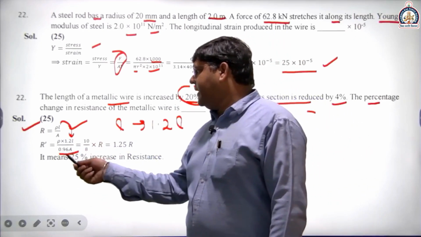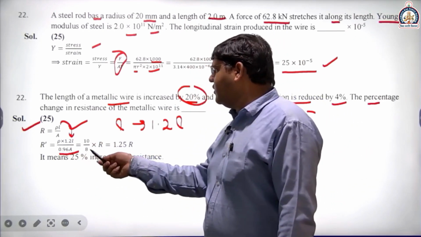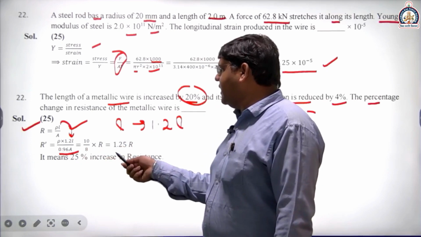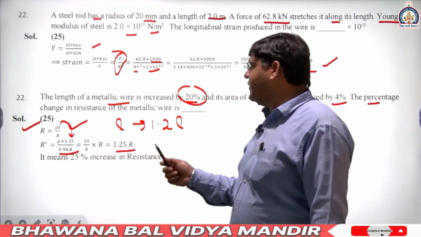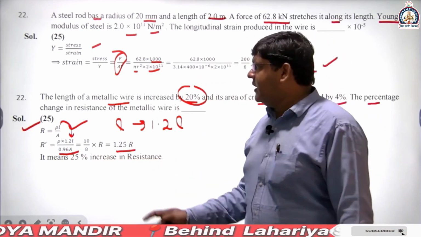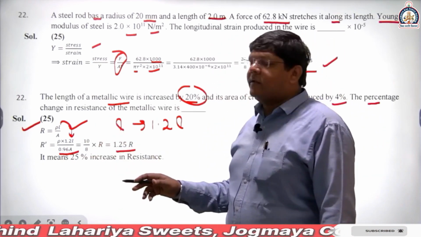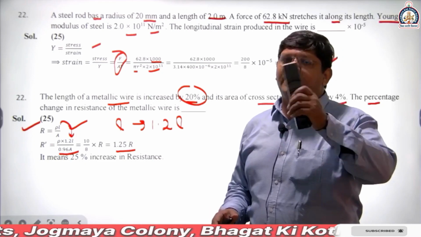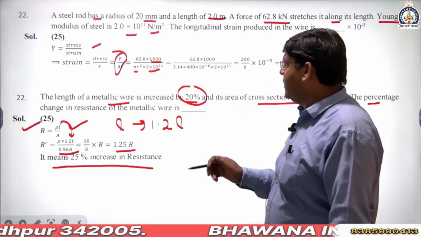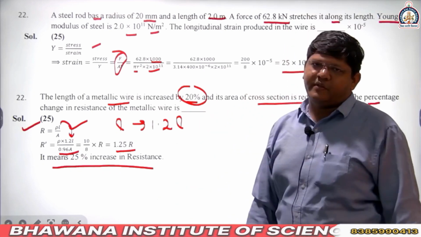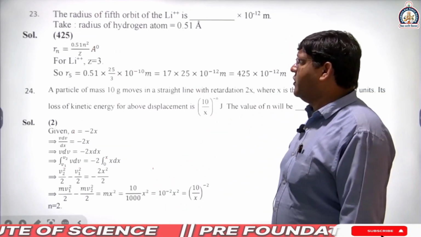That is 0.96 A. So R dash is equal to 10 by 8 R, that can be written as 1.25 R. The new resistance is 1.25 times the old resistance, where the old resistance is 1 and the new is 1.25. That means an increment of how many percent? 25%. The required answer is 25. This is simply the application of the formula.